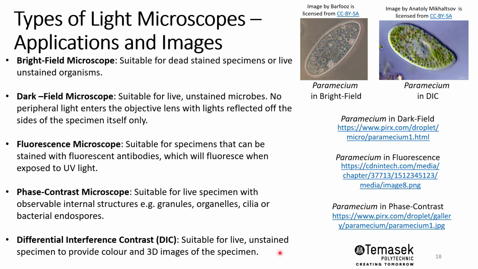So it provides you with color and also a 3D image of the specimen. Look at how a paramecium looks under DIC here, the image on the right. Here you can see the vacuoles are green in color. This could be a paramecium that has taken on board some food vacuoles within it, intracellularly.